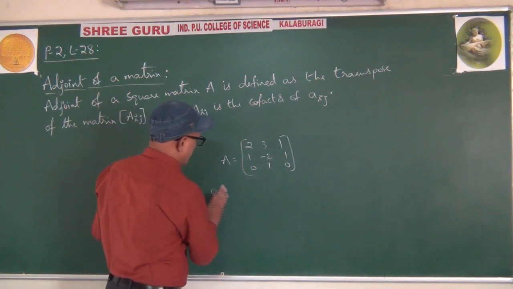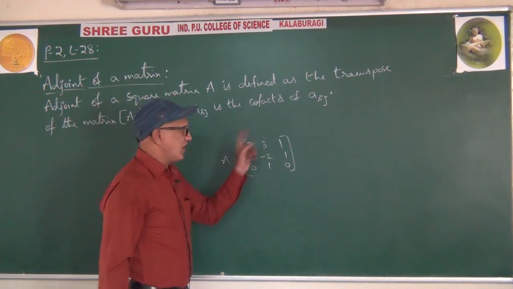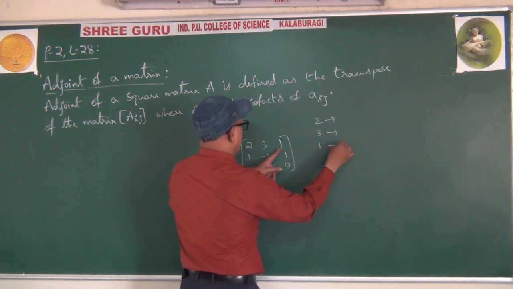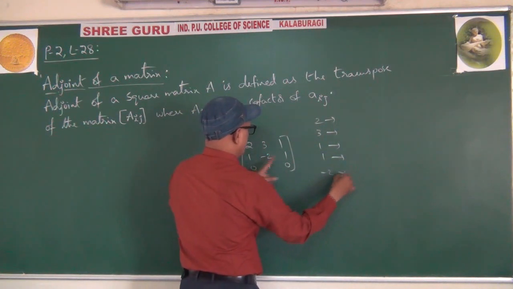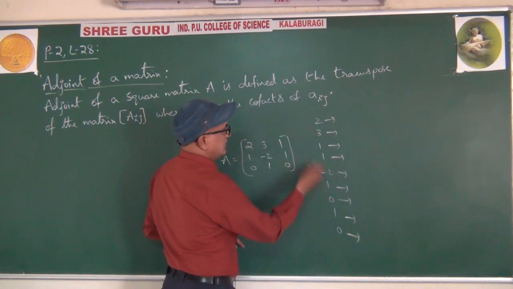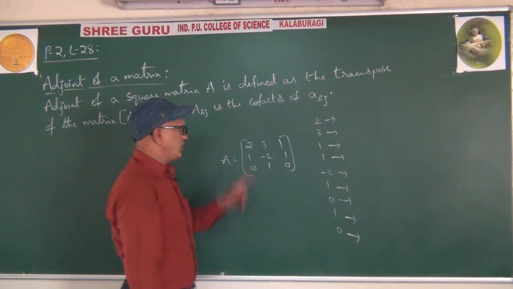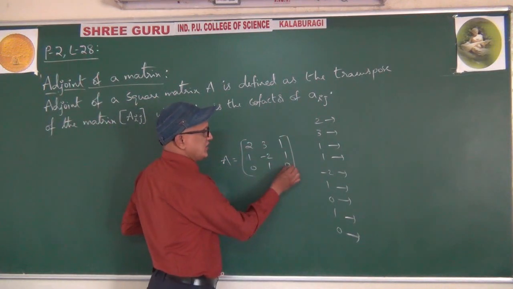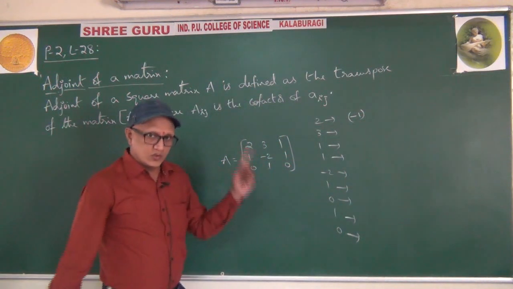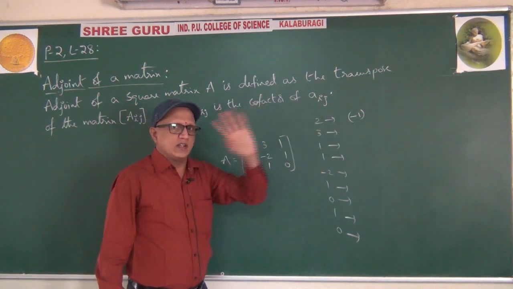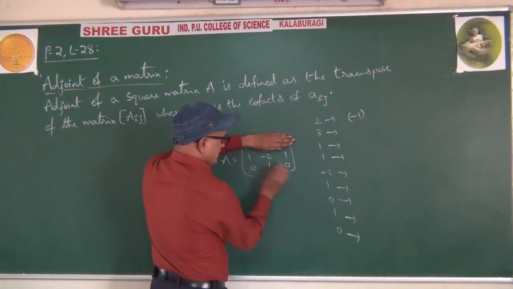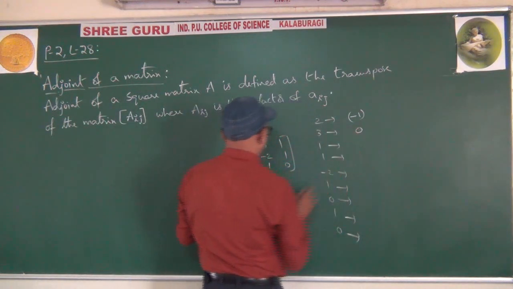Before finding the adjoint of a matrix, I will find the cofactors for all these elements. For 2, remove its row and column: minus 2 into 0, 0, minus 1, minus 1, into minus 1 to the power of something, that I will tell. Next, the cofactor of 3. How to find the cofactor of 3? 0 minus 0, 0.